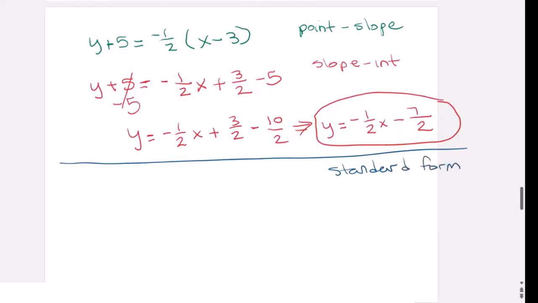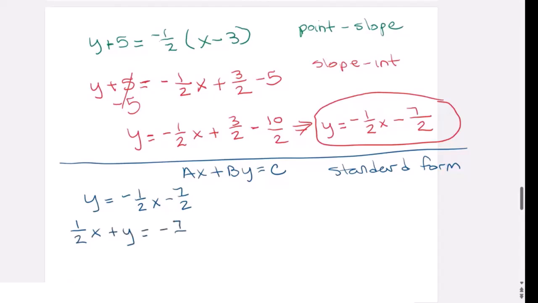Now remember, standard form only had integers, and we have a lot of fractions here. So first thing I'm going to do is get all my x's and y's on the same side, because standard form, remember, is ax plus by equals c. So I'll just do it out. I start with this, and I'm going to add this 1/2 x to both sides. So I have 1/2 x plus y is equal to -7/2.